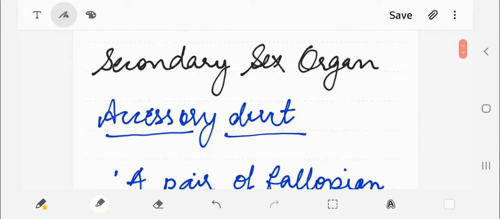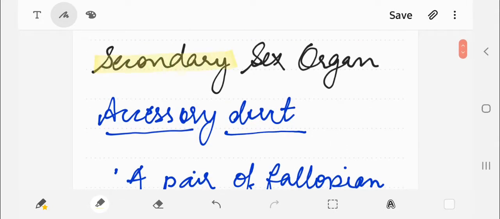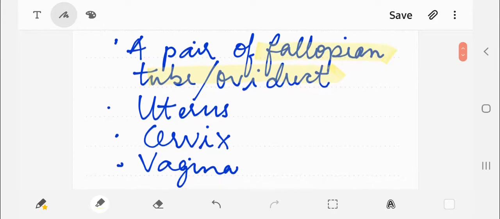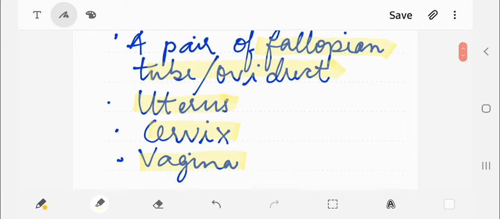Next are the secondary sex organs, divided into two parts. The first is the accessory ducts. Duct means the pathway through which the egg passes to the place of fertilization, then to implantation, which we will discuss in further topics. The accessory ducts are, number one, a pair of fallopian tubes or oviducts. Number two is the uterus, then the cervix, and the last part is the vagina.